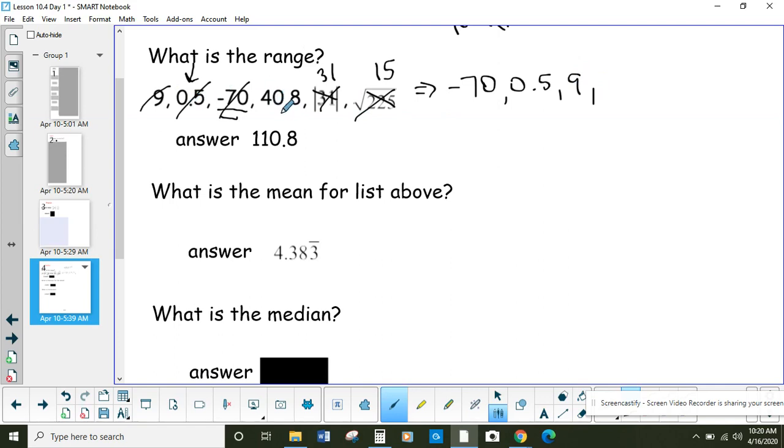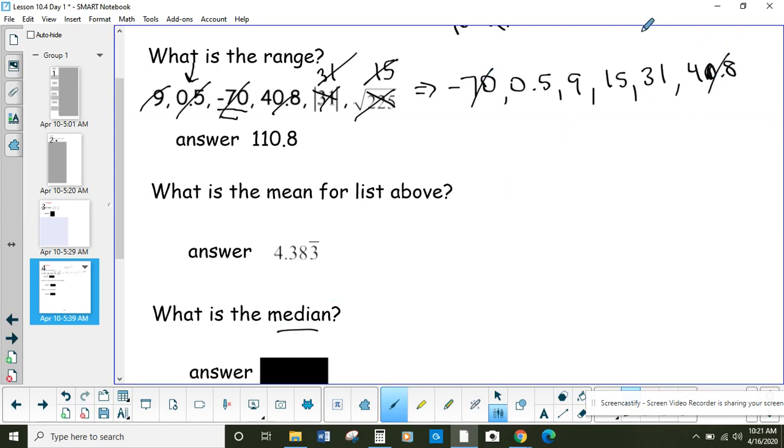Right here, 40.8 is the smallest so far. As I scan through, 31 smaller, so now that's in my head. As I scan through, 15 smaller, so that's what I write down. Whatever was the smallest number I saw last, and we want to make sure we cross them all out so we don't miss any. Now that I've ordered them from least to greatest, I can find the median by crossing these numbers off and going into the middle.